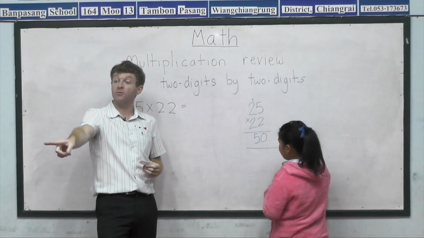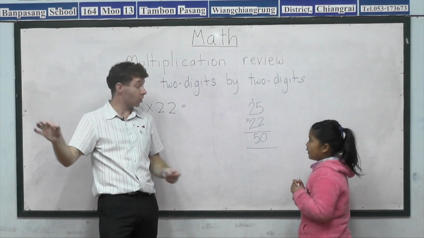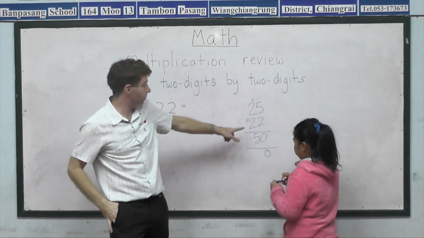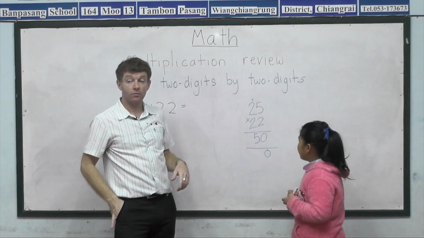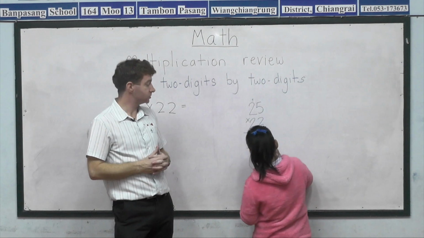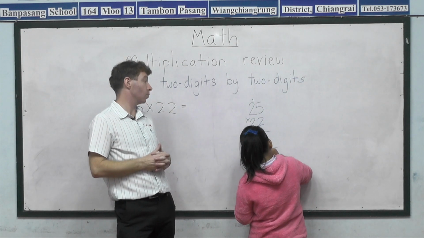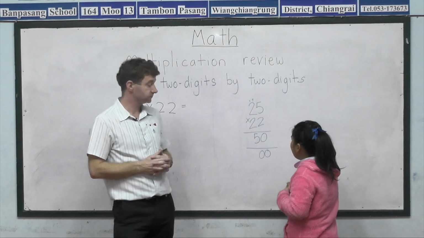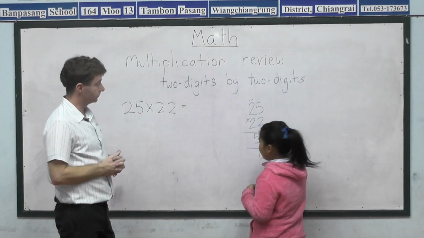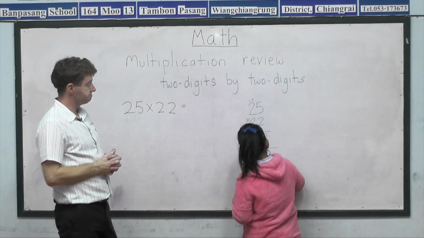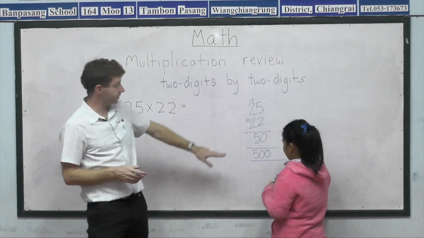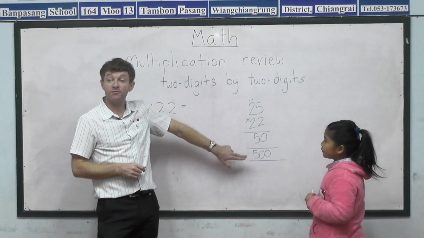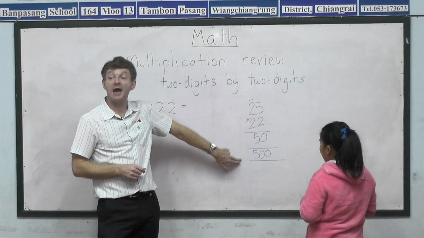Next, we move into the 10s column. So we write 0. Excellent. And now? 0, carry the 1 again. 2 times 2 equals 4 plus 1 equals 5. Excellent. So the answer for step 1, 50. The answer for step 2, 500.